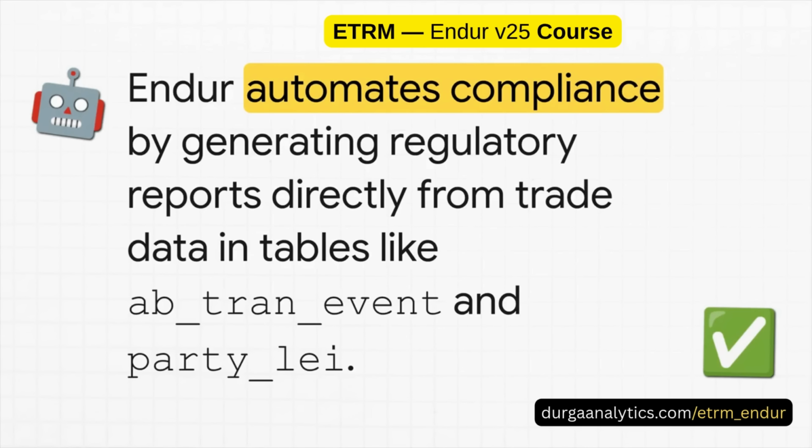This is exactly where modern ETRM systems became indispensable. Endor is architected to be a compliance engine. It takes the raw trade data that's already captured, enriches it with critical information like legal entity identifiers from tables like party_LEI, and then it automates the generation of these regulator-ready reports. It basically transforms what would be a massive manual headache into a streamlined, completely auditable process.